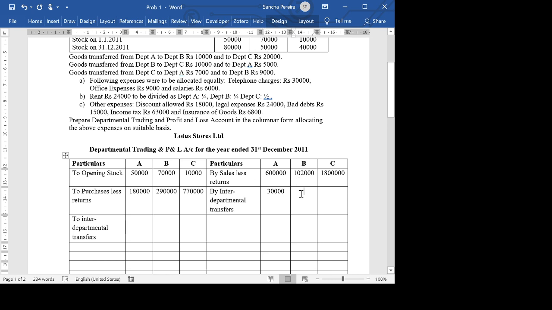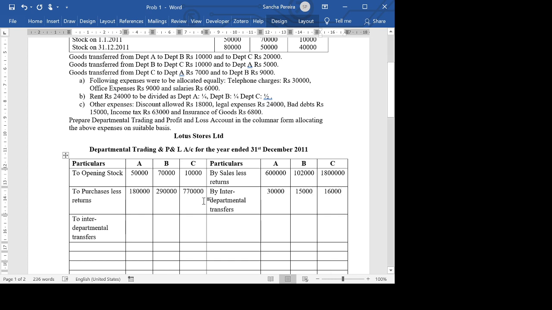Now let's look at what B has transferred. B has transferred to C 10,000 and to A 5,000. So B has transferred a total of 15,000. We treat it exactly like sales, because the goods have gone out from the department. Similarly, C has transferred to A 7 and to B 9. So C has transferred a total of 16. 9 plus 7 is 16.